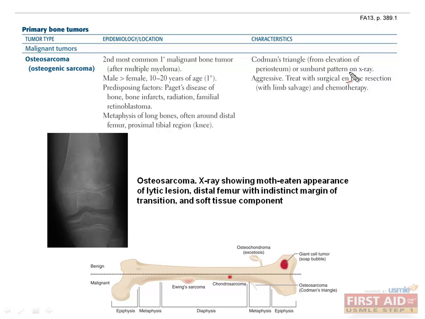The second thing you'll want to remember for this high-yield tumor is the predisposing factors for the cancer. The list is pretty long, but it's worth remembering. It includes Paget's disease of the bone, infarcts, radiation, and familial retinoblastoma. Do you remember from the Path chapter what gene's commonly lost in retinoblastoma that's also frequently lost in osteosarcoma? That's right, the gene is RB1.